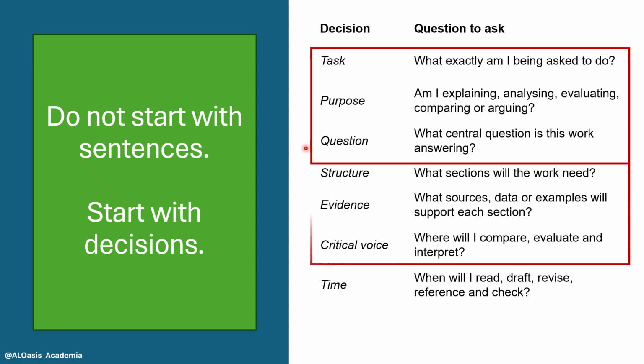Then comes the structure. So what structure, what sections will this piece of writing need? And as we said, that's very important, because different types of research would have different sectioning. For example, if you're writing a lab report, you would have a method section. If you're writing a literature review, you wouldn't have a method section. You would just have an introduction and then a main body with different themes within the literature review. So that's why you need to understand that.